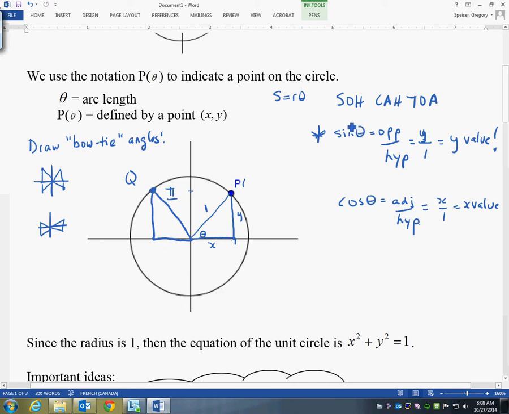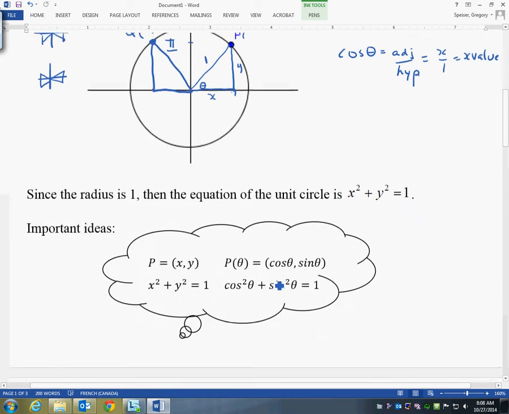It's a bit hard in opposite over hypotenuse to think of how can I have a value that's negative. But when you start thinking about the unit circle, it kind of makes sense that you can have an x value which is negative and a y value which is positive in the second quadrant. So the unit circle is extra helpful that way.